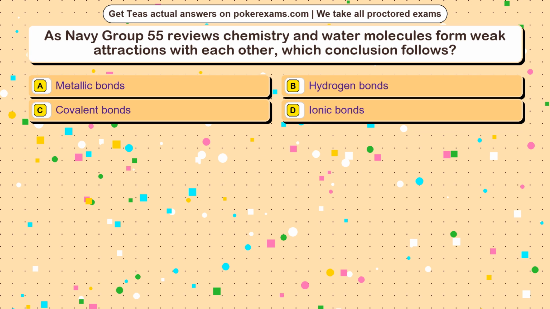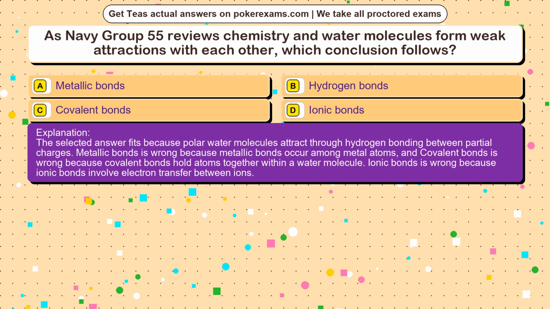The correct answer is option. The selected answer fits because polar water molecules attract through hydrogen bonding between partial charges. Metallic bonds is wrong because metallic bonds occur among metal atoms, and covalent bonds is wrong because covalent bonds hold atoms together within a water molecule. Ionic bonds is wrong because ionic bonds involve electron transfer between ions.